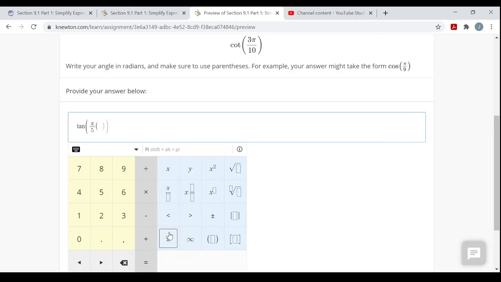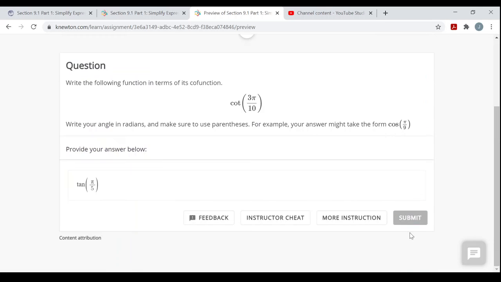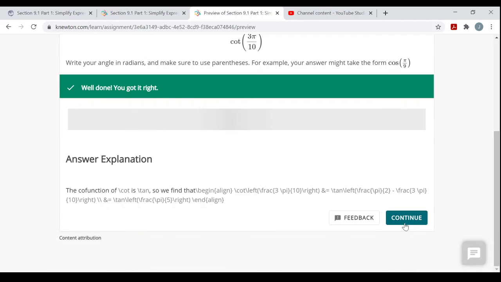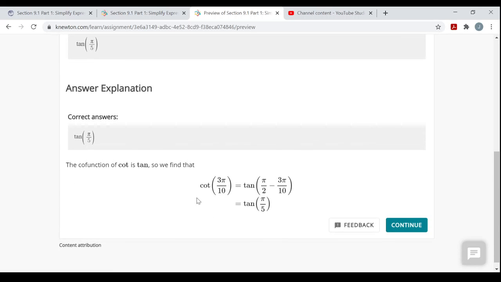And let's close the parentheses. Oh, I guess the parentheses are already closed. Okay, so tangent of pi over 5. Submit. And fantastic. And then you go through the same explanation I just did. The cotangent of an angle is equal to the tangent of pi over 2 minus that angle, or if you're in degrees, 90 degrees minus that angle, the complement.